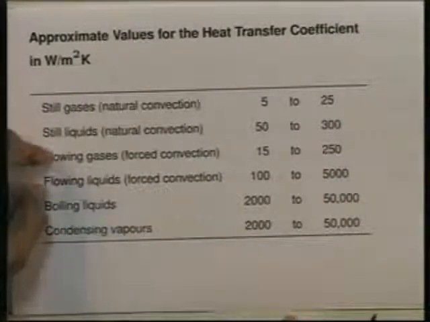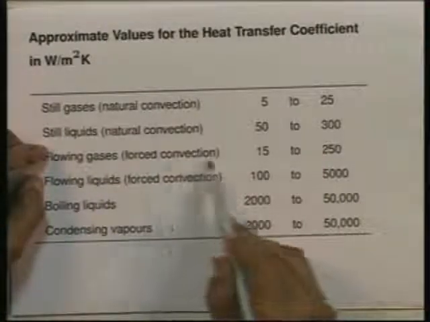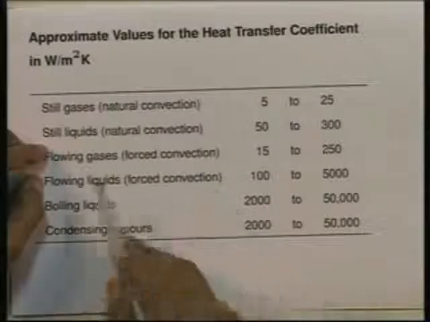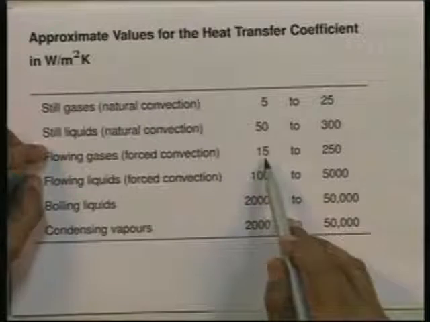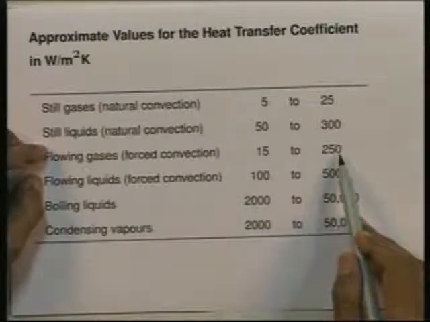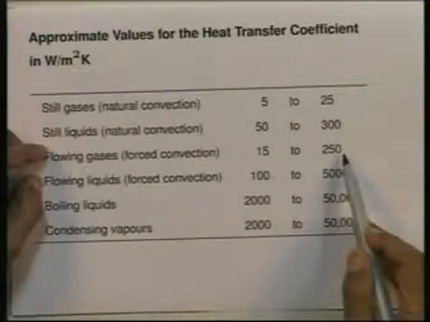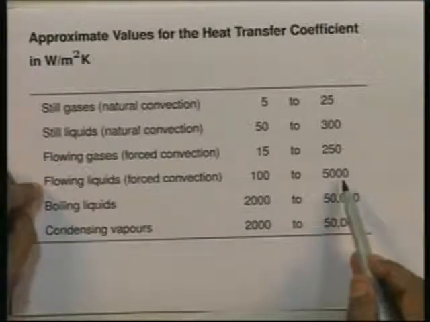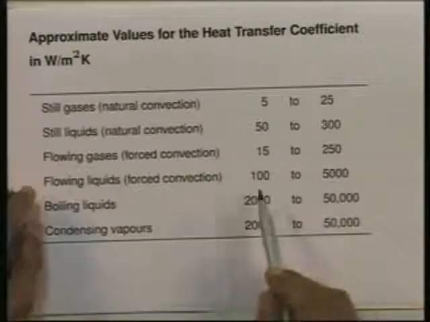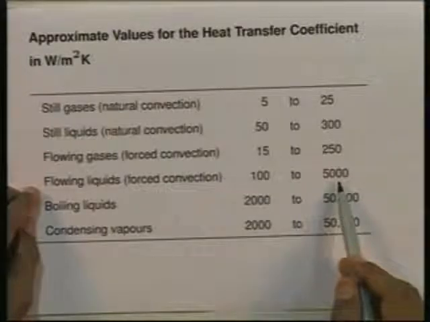The moment we have flow, the next two lines, we have situations of forced convection. With flowing gases, values typically range from about 15 to about 250. The low values for low velocities, high values for very high velocities. All right. For liquids, 100 to as much as a few thousand, 5,000 typical. The low values for low velocities of the liquid, the high values for high velocity values.